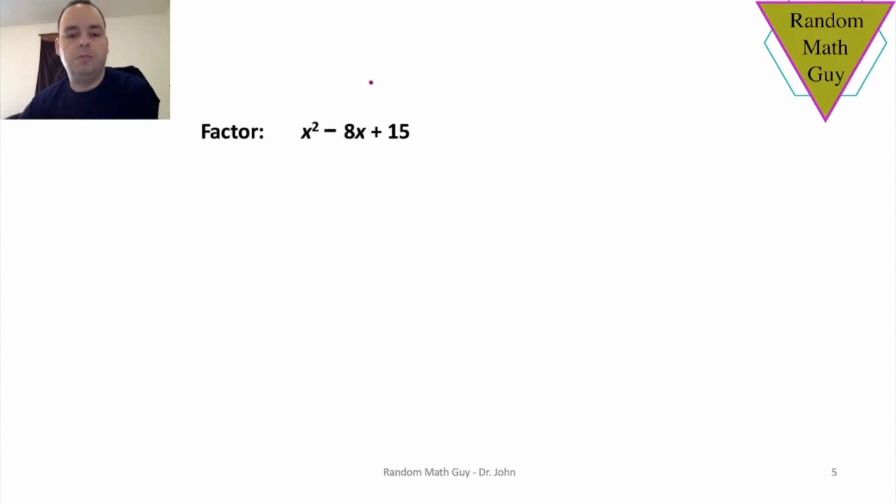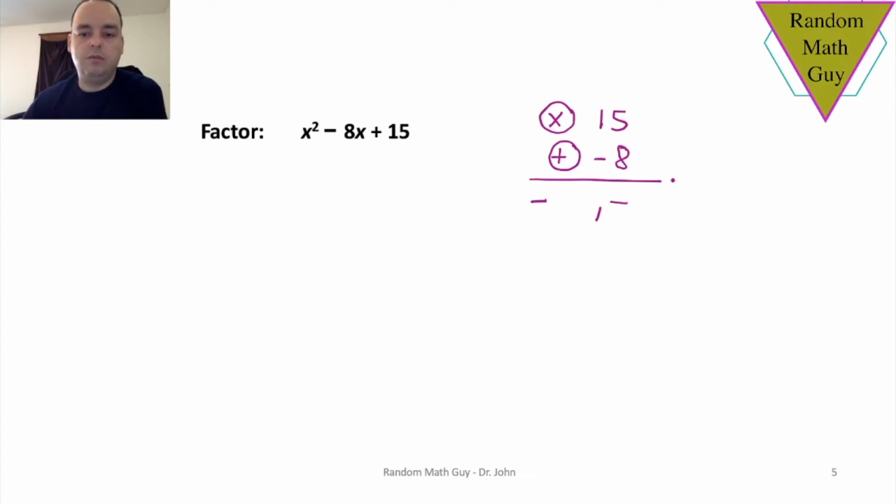Let's do one more. Okay, so really the questions can escalate in terms of the size of the numbers that you're going to look for, but also the positive and negative signs are what throw people off. In this case, the product is positive and the sum is negative. The only way that you can have a product that's positive and a sum that's negative is if both numbers that you look for are negative.